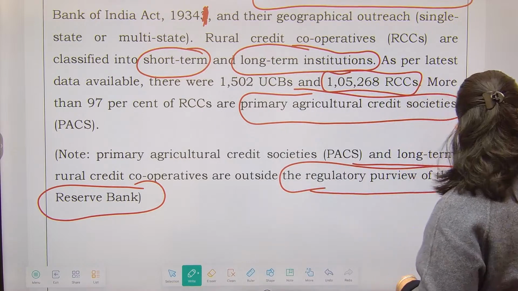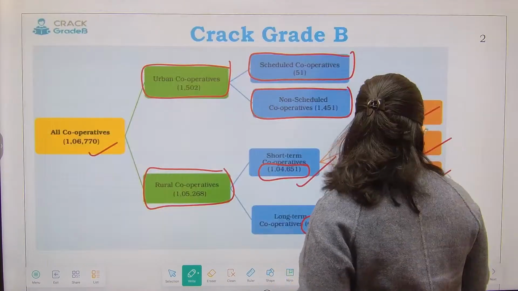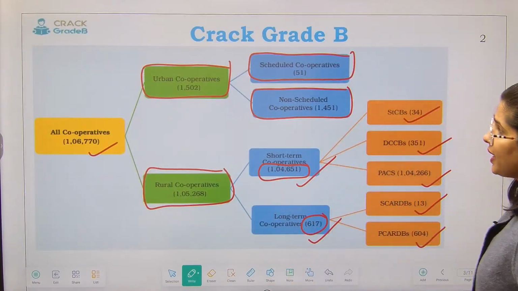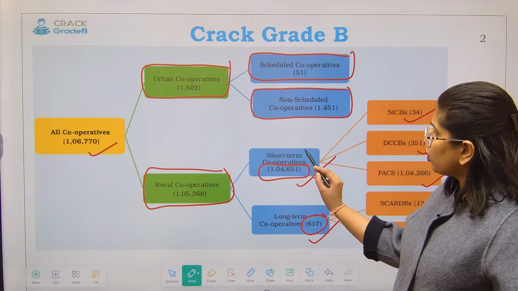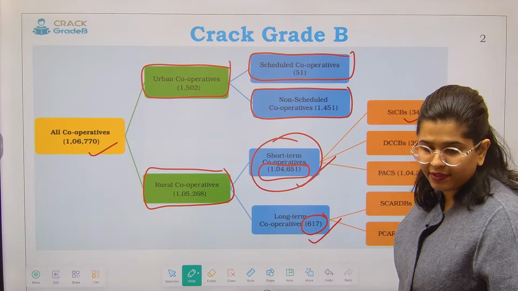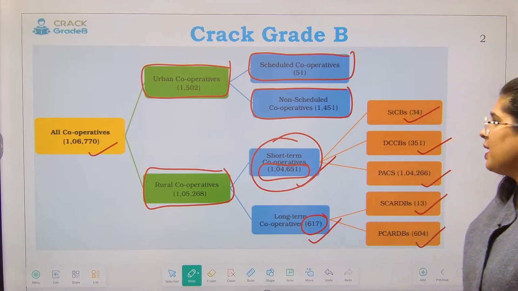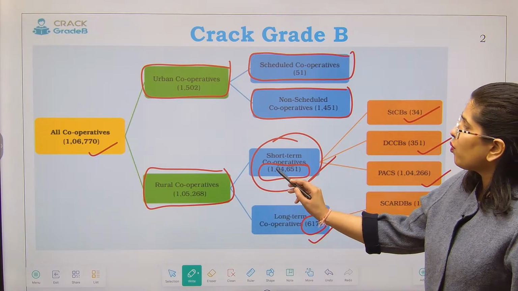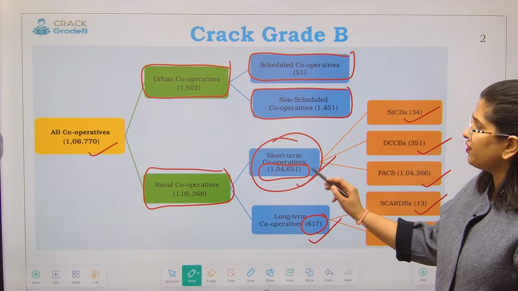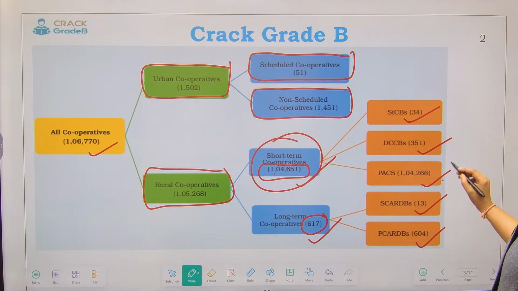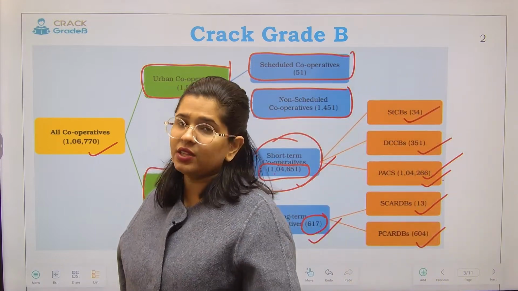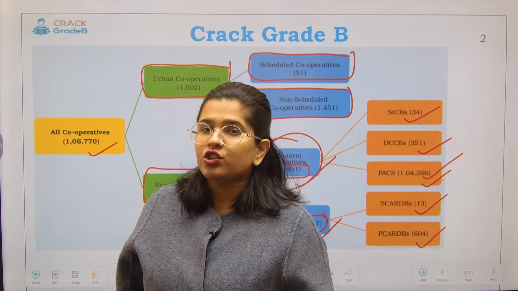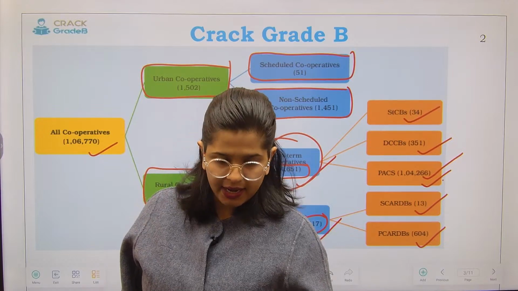Now moving ahead and looking at the structure again. So right now we saw that 97% रूरल जो आपका शॉर्ट टर्म कोऑपरेटिव्स है उसमें 97 परसेंट जो है वो आपके PACS हैं. Clearly we can see out of 1,04,651 short term cooperatives, 1,04,266 are just PACS, primary agriculture credit society. That means these are the societies which operate at village level. So वो ही जो है यहाँ पे represented है.